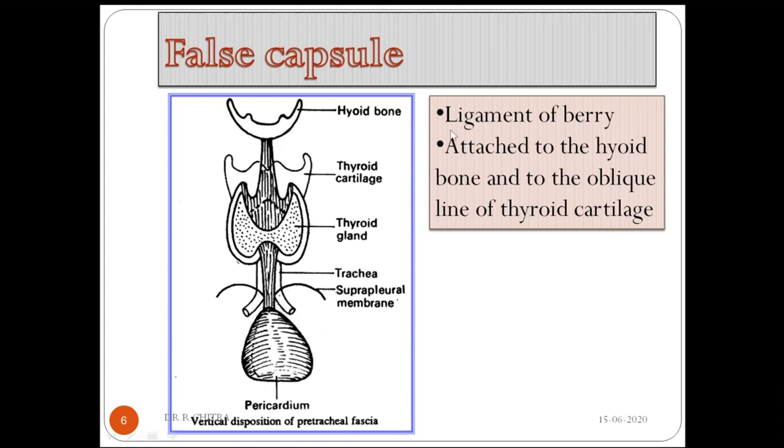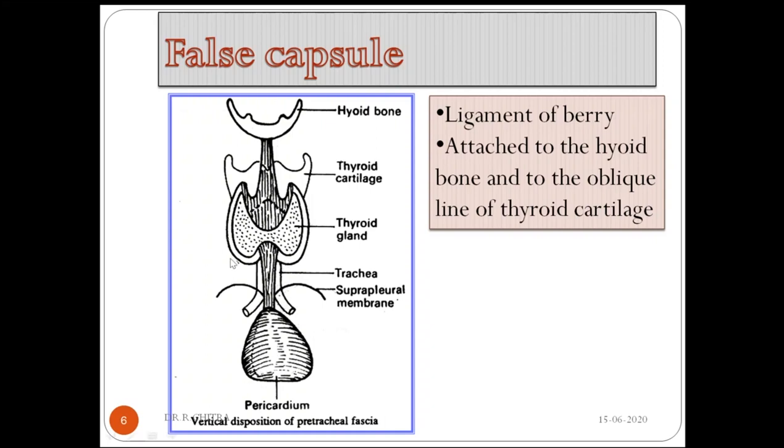This false capsule has one more modification called the ligament of Berry. It is derived from this pretracheal fascia, which connects the medial surface of the lateral lobe of the thyroid gland with the thyroid cartilage. So it attaches like this on this medial surface. There is one more attachment with the thyroid cartilage, and that will be called the ligament of Berry. So this false capsule, which is directly attaching the gland above to the hyoid bone and thyroid cartilage, explains why the gland moves up and down with deglutition.